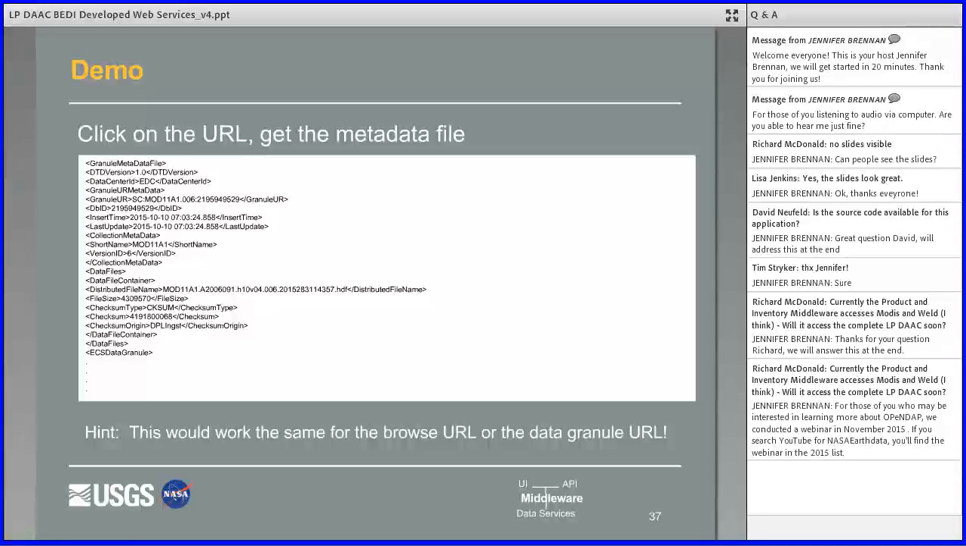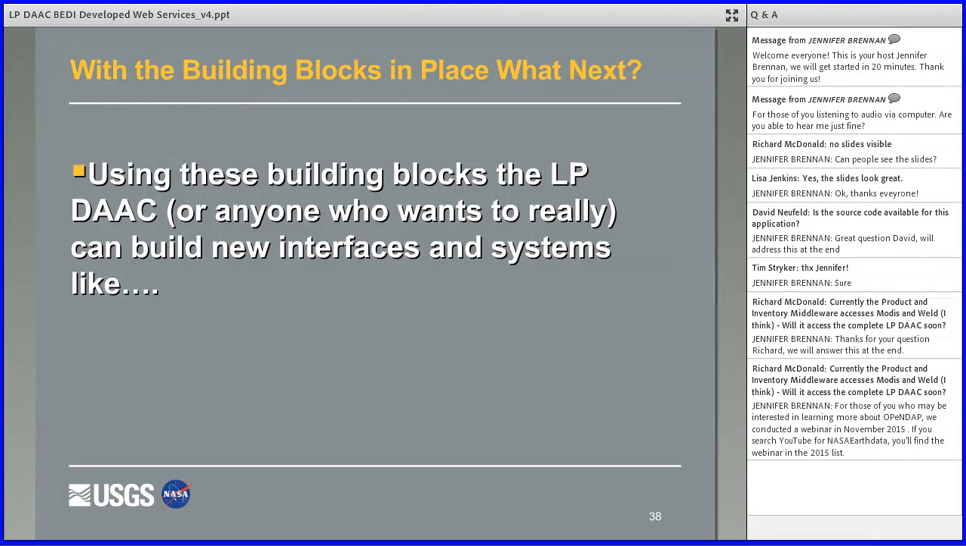And as I said, a hint: this will work for browse URLs or data granule URLs as well. So if you ask for the browse, you can click on the links in HTML format and get the browse to download, or the same thing for the data granule. If you ask for HTML output and click on the link there, you can download the granule itself, which is kind of useful. With these building blocks in place, what is next to do?